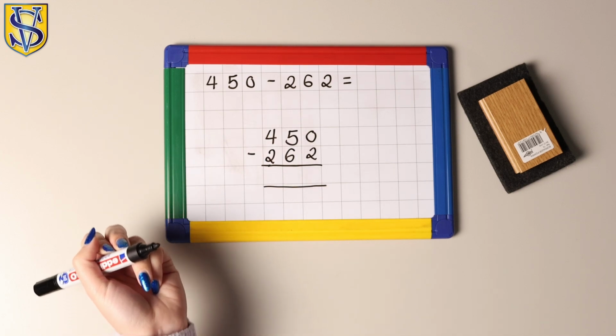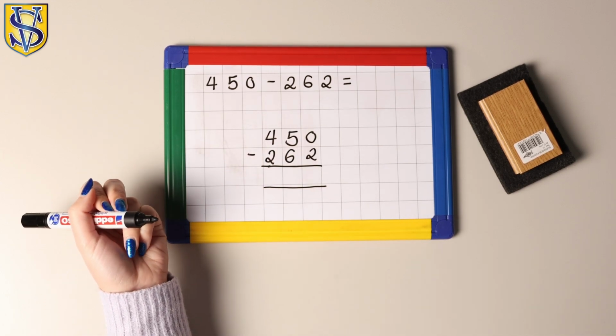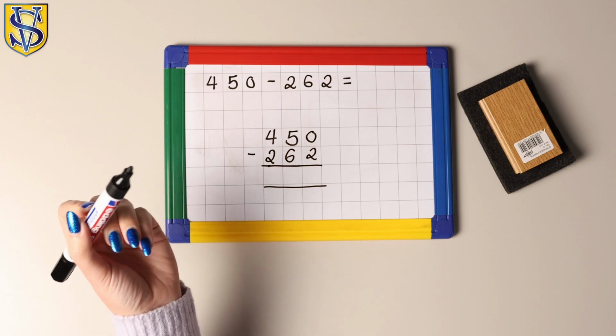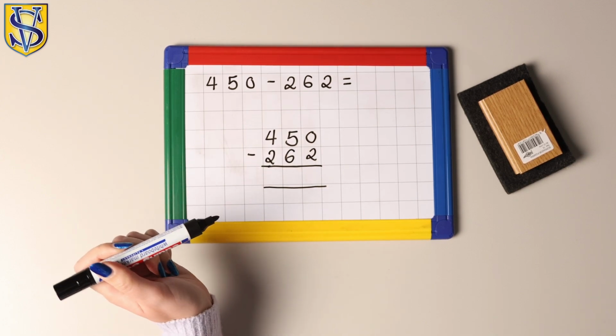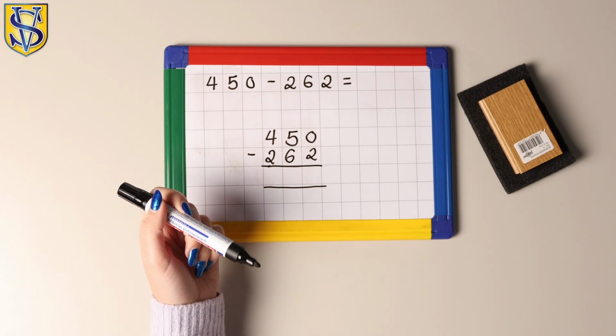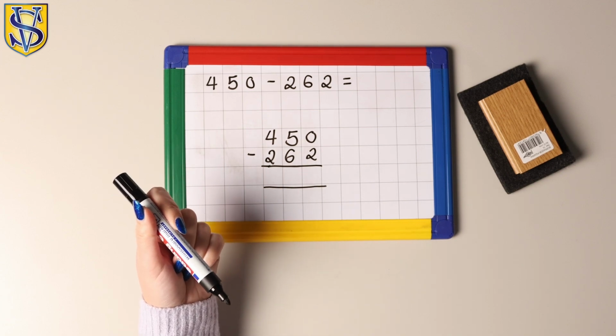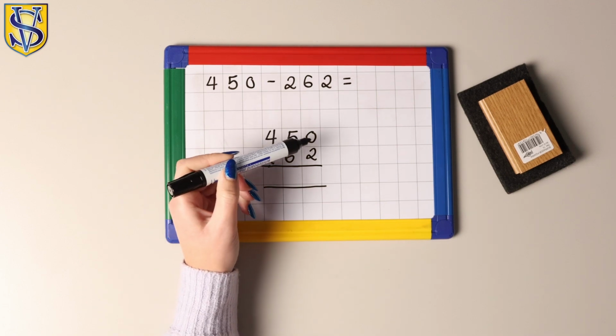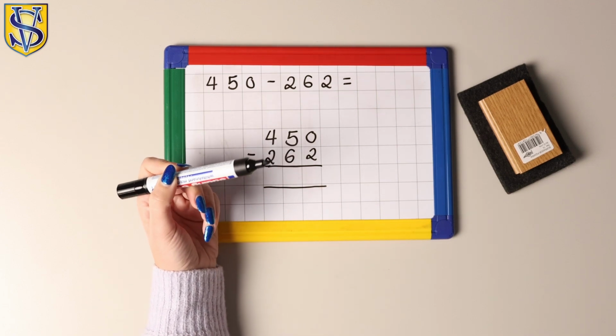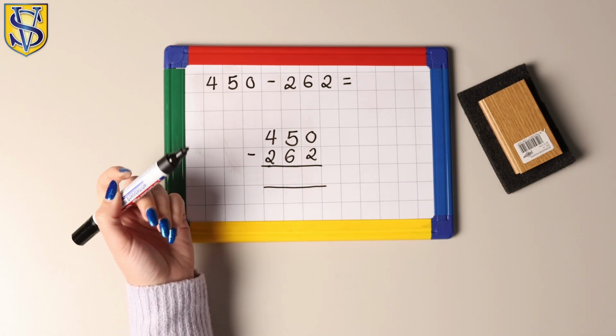So the same method is applied for larger numbers as well as smaller numbers. So we're going to start off by doing 0 subtract 2. As it's subtraction, you're not able to switch the digits the other way around and do 2 subtract 0. It must be 0 subtract 2. And as we know, 0 subtract 2 is not possible. You'd end up with a negative number.